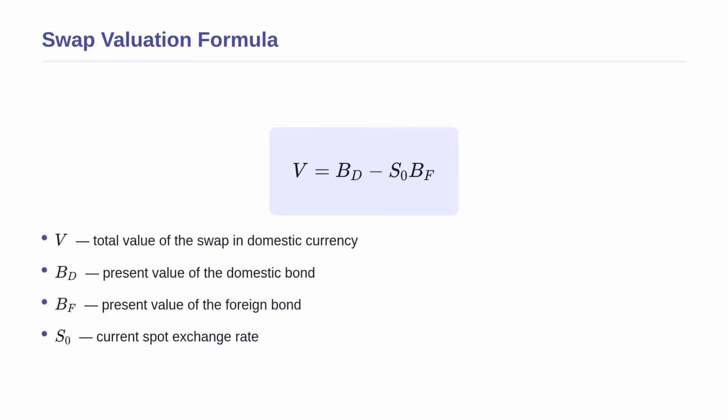Let us break down the symbols. V is the total net value of the swap. B sub D is the present value of the domestic bond, representing the money you will receive. B sub F is the present value of the foreign bond, representing the money you owe. Finally, S naught is the spot exchange rate, which is today's price to trade the currencies. If the domestic bond value increases, the swap value goes up. If the foreign bond value or spot rate increases, the swap value goes down.